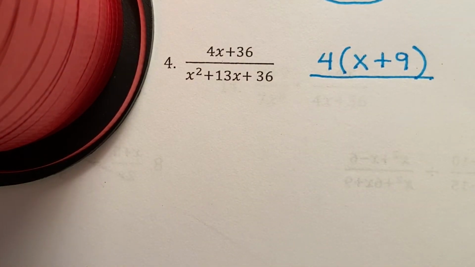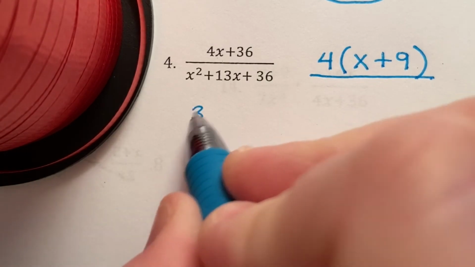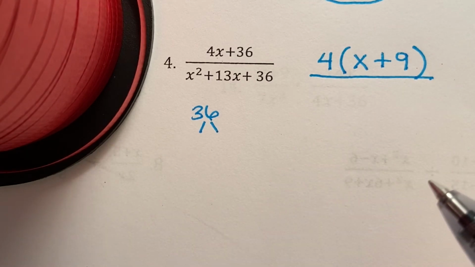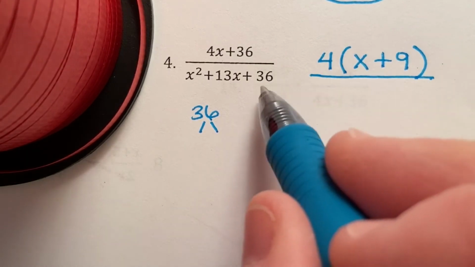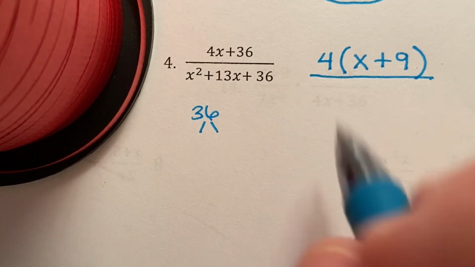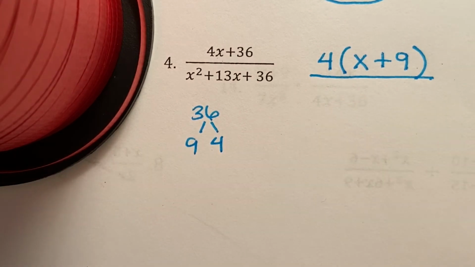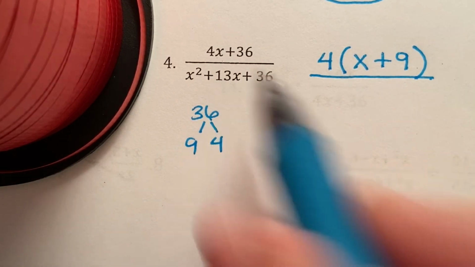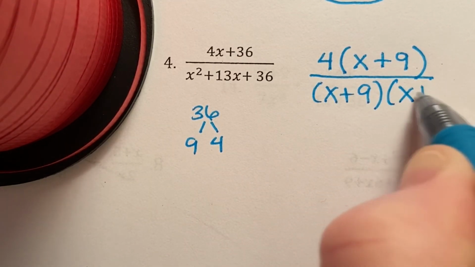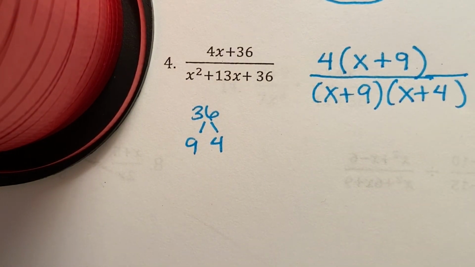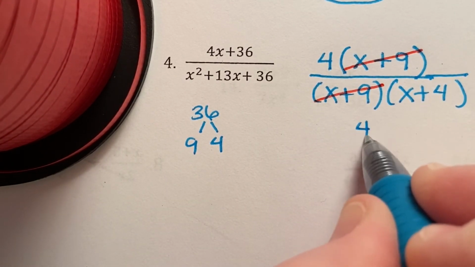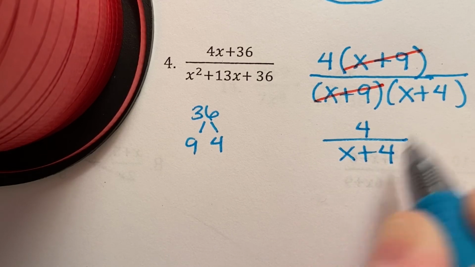The denominator, what can you multiply to get 36 that adds together to give you 13? 6 and 6 gives you 12. 3 times 12 is 15, so that's not right. But let's see, 9 times 4 gives you 36, and that adds together to give you 13, and both of them are positive. So we would have an x plus 9 and an x plus 4. And so the x plus 9s would cancel, which leaves me with a 4 in the numerator and an x plus 4 in the denominator.